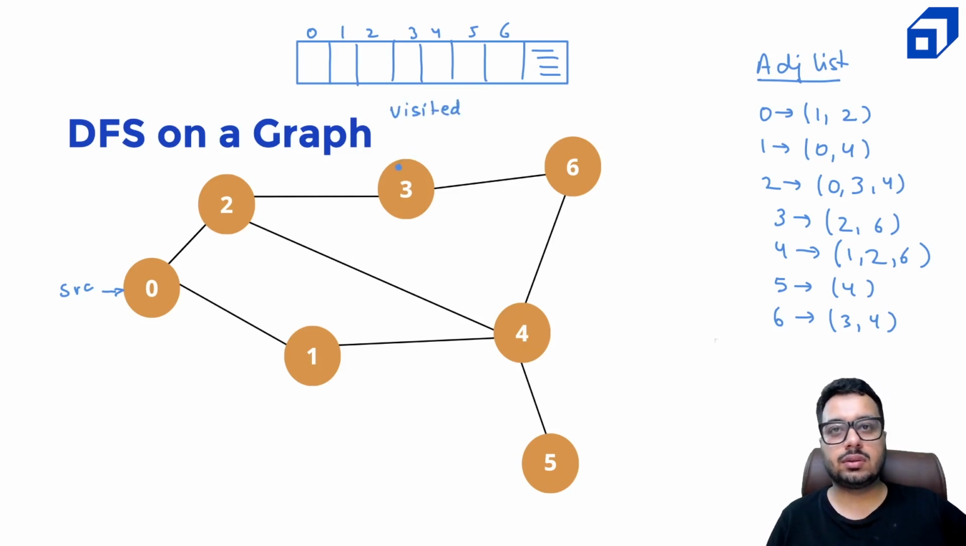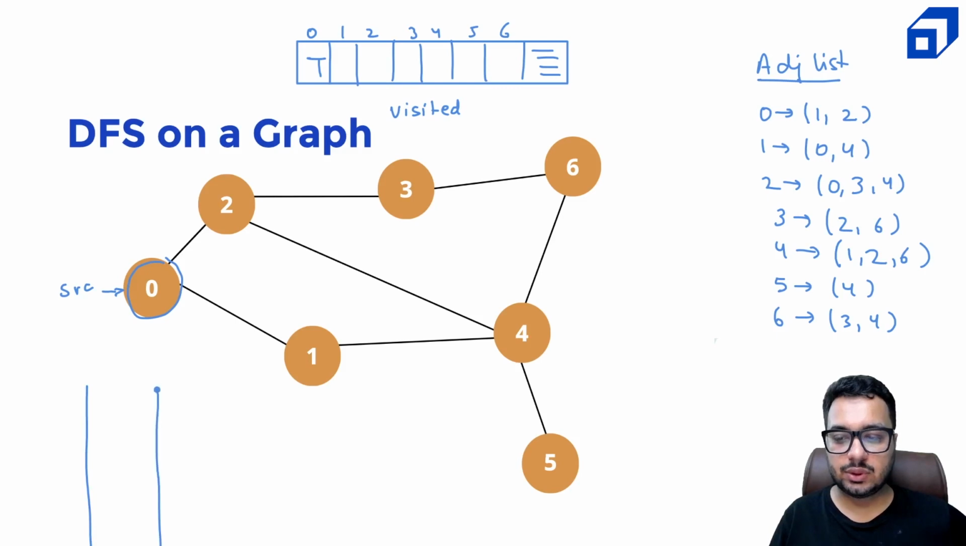This will help me ensure that I do not visit the same node again. If it is already visited, we'll just backtrack, we'll go back. So I start with 0. I will mark this as visited, and since it's going to be a recursive algorithm, this node is in the stack. Now 0 can say, okay, what are my neighbors?